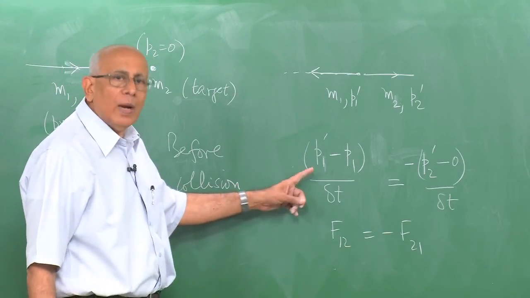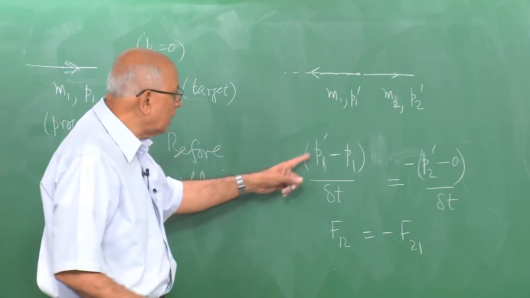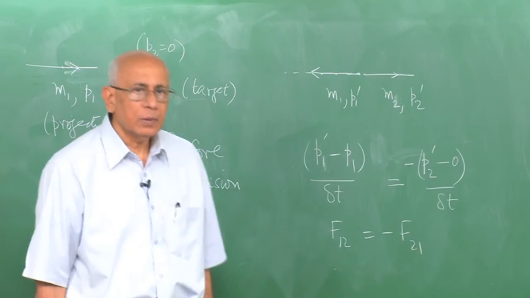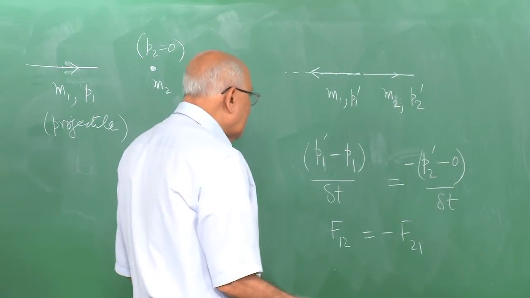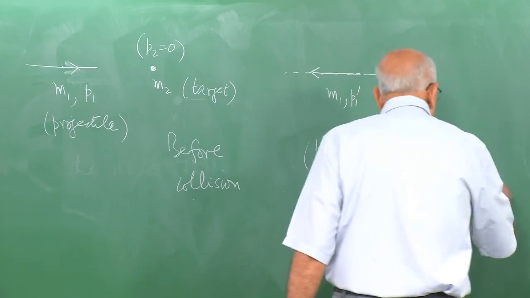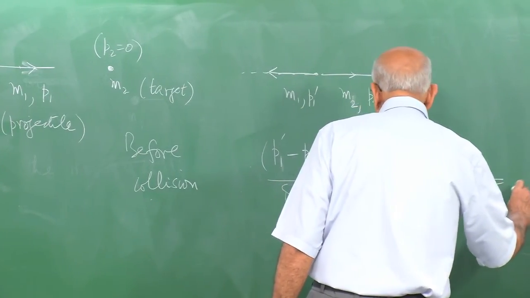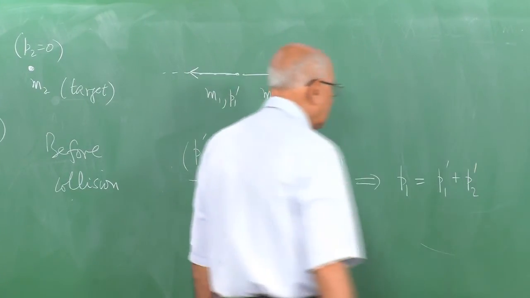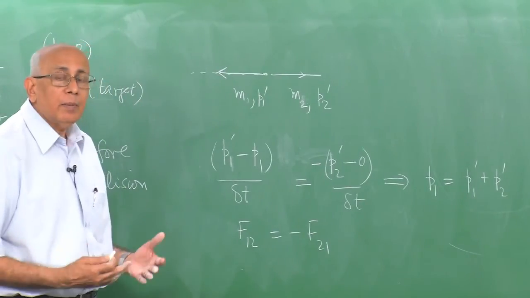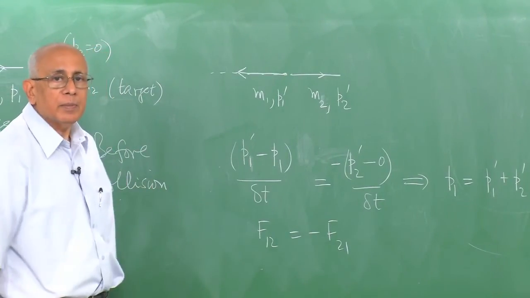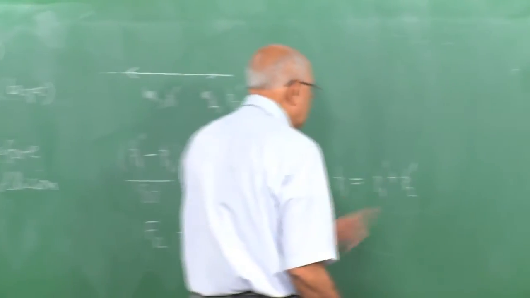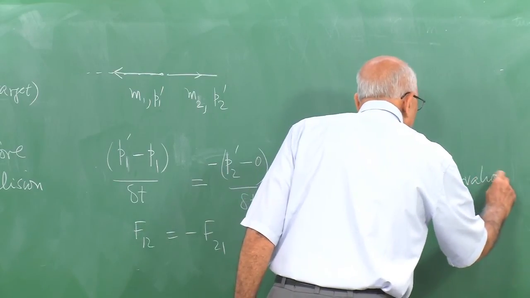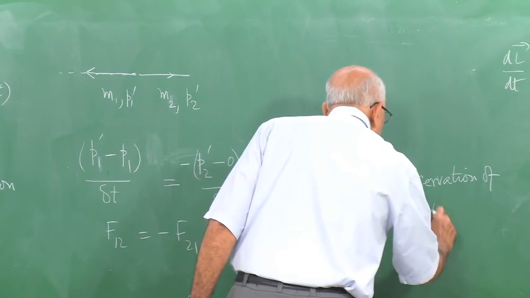This is F12, the force due to 2 on 1, the rate of change of its momentum, and the other is this out here. Okay. So the delta t's cancel out in this problem, and this will immediately imply that P1 is equal to P1 prime plus P2 prime. So the total momentum before the collision is equal to the total momentum after the collision, the algebraic sum on either side. This is conservation of linear momentum.